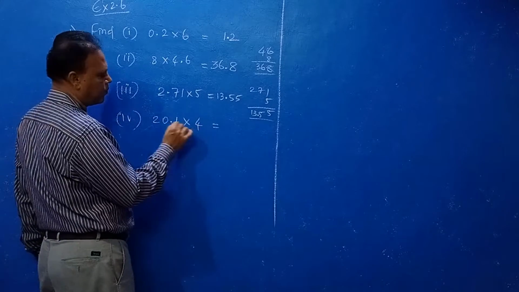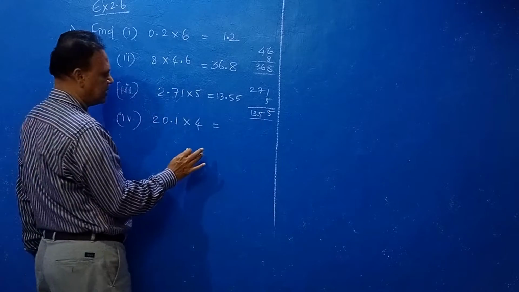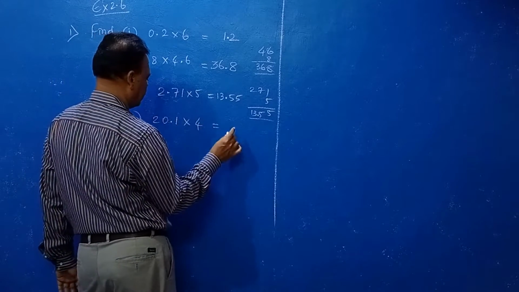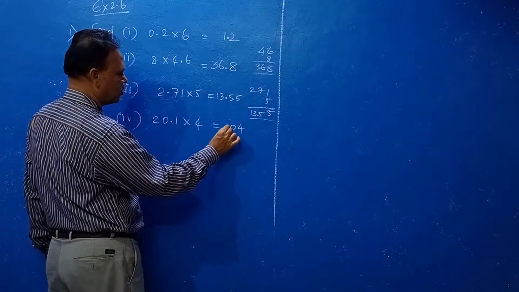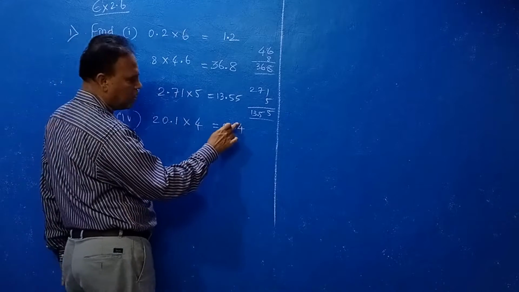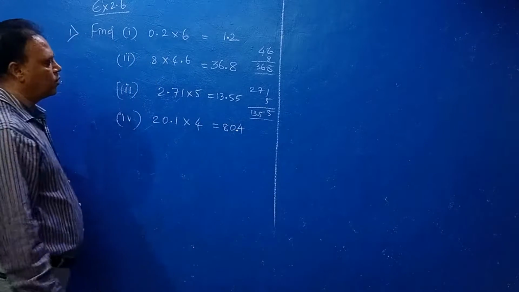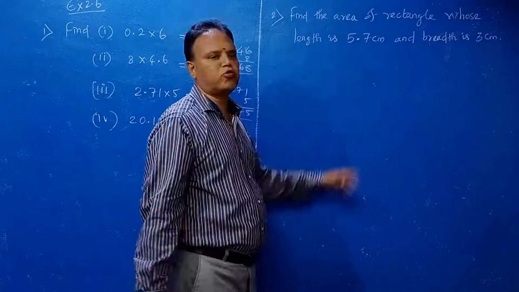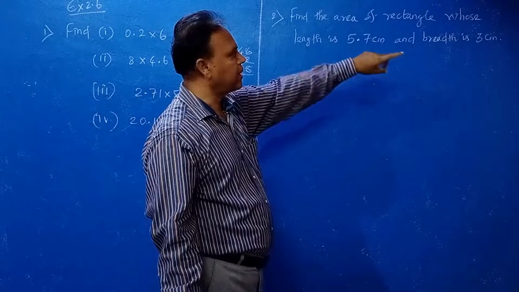Here also, in the 4 table you multiply. Ignore the decimal. Multiply by 4, that means 408. After the decimal, how many digits? Only one digit. So leave one digit and keep the point: 80.4. Okay. Using this, find the area of a rectangle whose length and breadth are given.